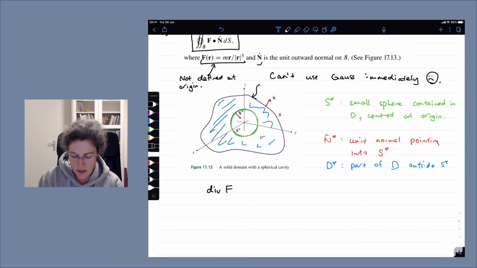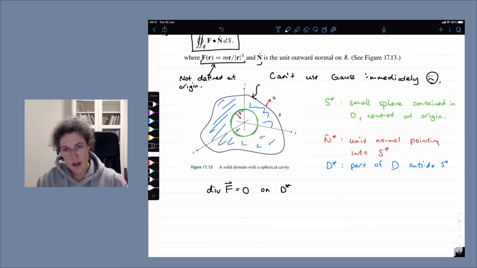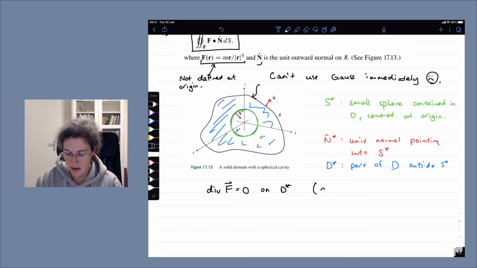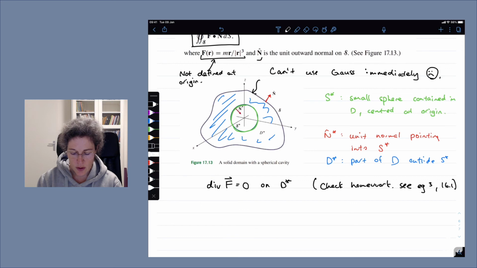Okay. So one of the things that you can check for yourself is that the divergence of our field is equal to 0 on D star. So the divergence, in a region that doesn't include our little point source, is going to be 0. You can check that for homework. If you get stuck, you can also see example 3 in 16.1. It talks through it a little bit, but I recommend you can totally do this by yourself. Okay, so we know that the divergence on D star is 0.